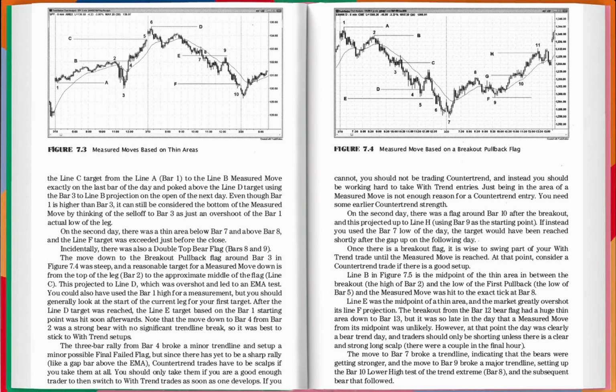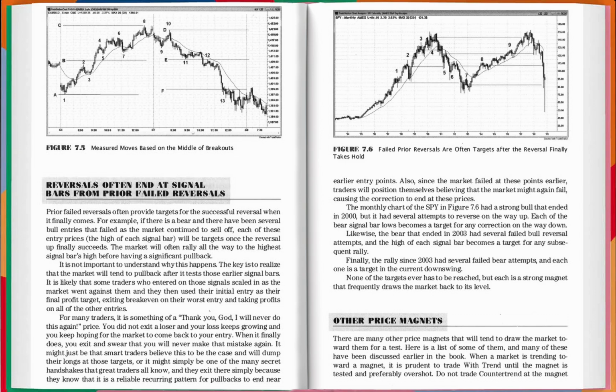The move to bar 7 broke a trend line, indicating that the bears were getting stronger, and the move to bar 9 broke a major trend line, setting up the bar 10 lower high test of the trend extreme bar 8, and the subsequent bear that followed. Reversals often end at signal bars from prior failed reversals. Prior failed reversals often provide targets for the successful reversal when it finally comes.